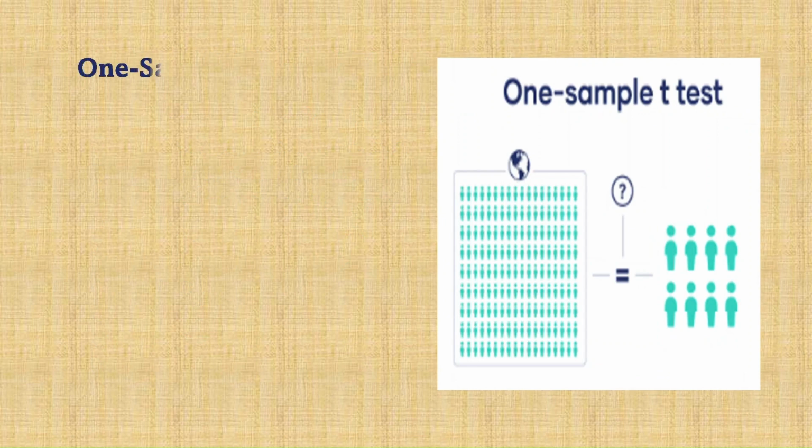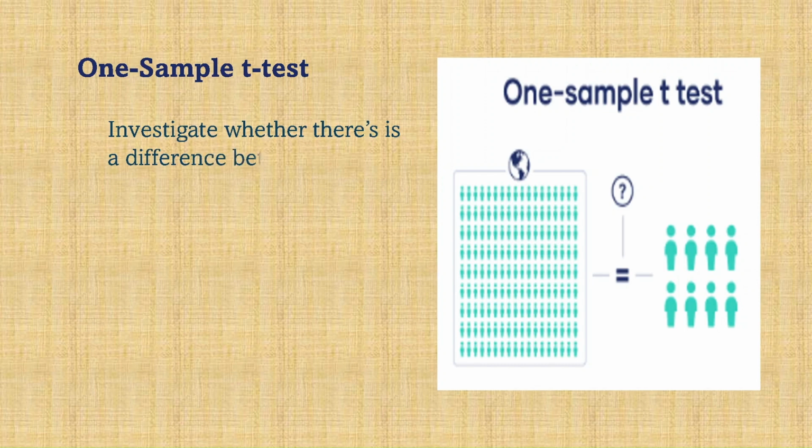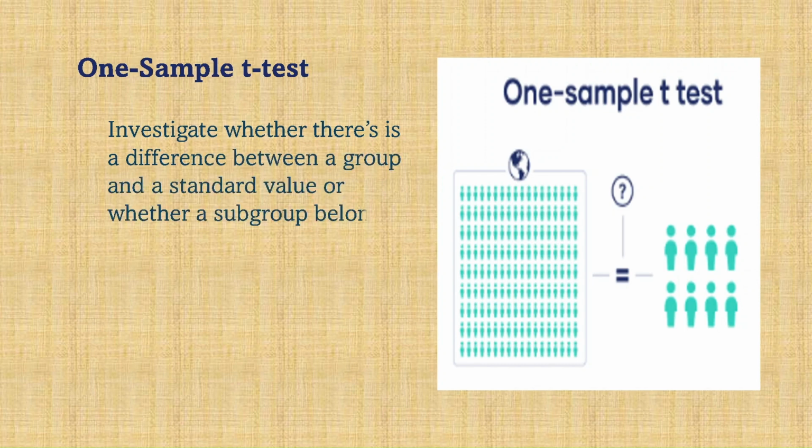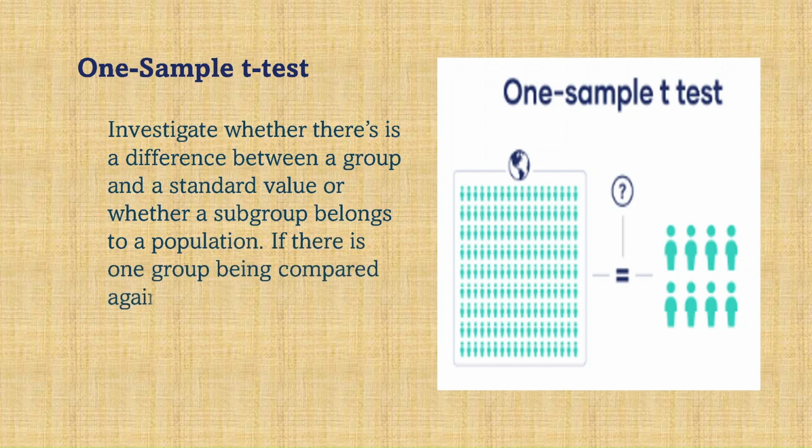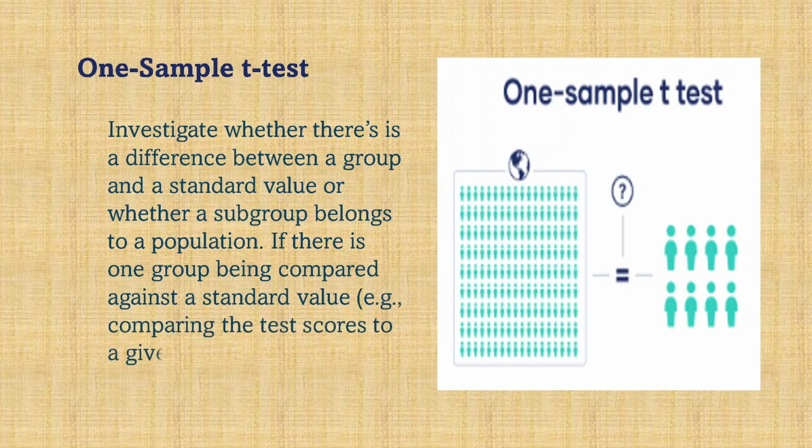One-sample t-test. Investigate whether there is a difference between a group and a standard value or whether a subgroup belongs to a population. If there is one group being compared against a standard value, for example comparing the test scores to a given mean, perform a one-sample t-test.